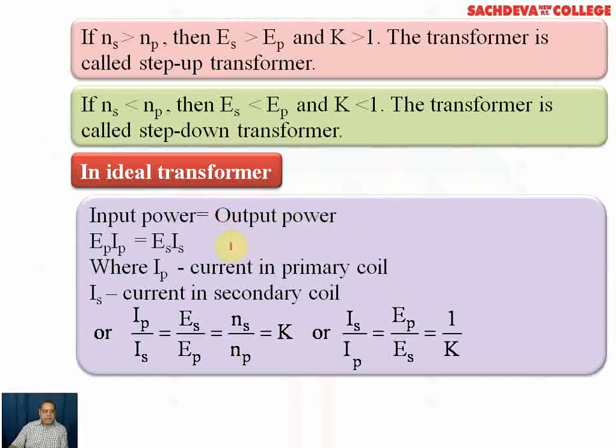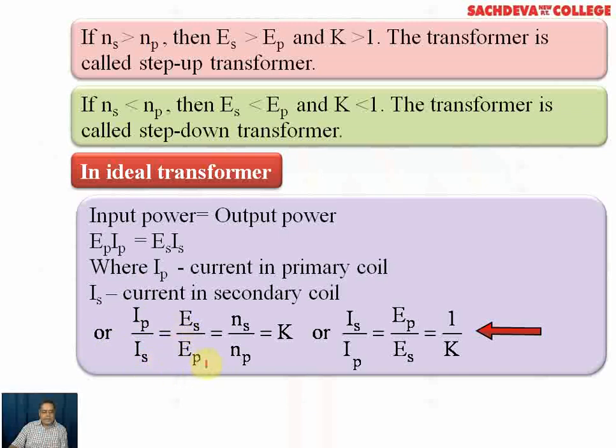Now, input power means the product of voltage and current. So, Ep into Ip must be equal to Es into Is, where Ip is the current in the primary coil and Is is the current in the secondary coil. Es is the electromotive force or the voltage obtained from the secondary, and Ep is the voltage passed into the primary. So Es is the output voltage and Ep is the input voltage. So the ratio of Ip and Is is equal to the inverse ratio of Es and Ep.